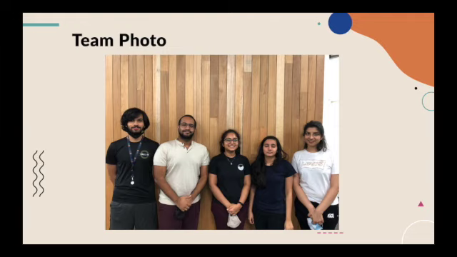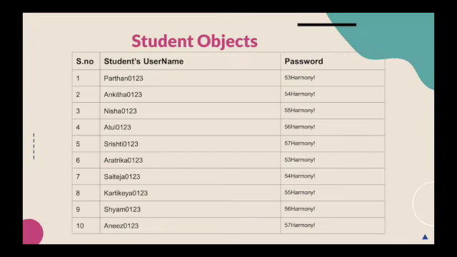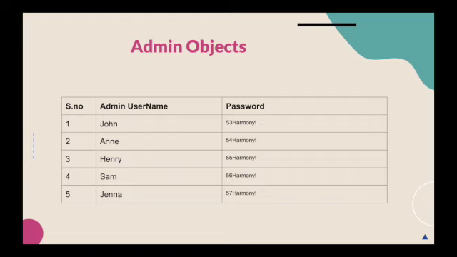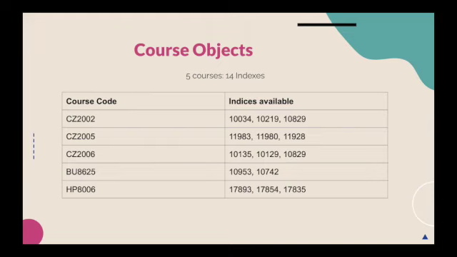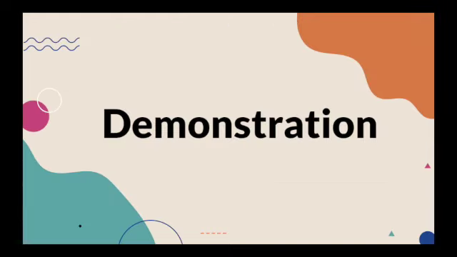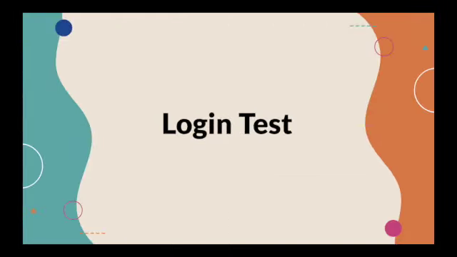Before we move on to the project, here are some of the objects that we've created. We've created 15 student objects. You can see their passwords in this slide. Then we've created 5 admin objects, and these are the passwords in the slide. We've also created 5 courses with around 2 to 3 indexes for each. So now we'll dive into the project.